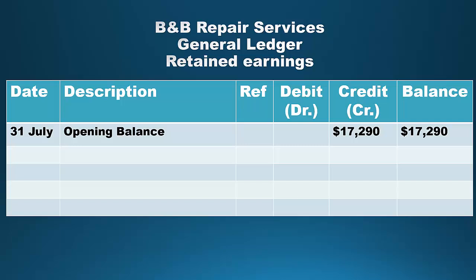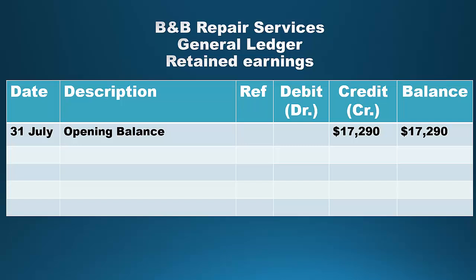Retained earnings is an equity account, so this opening balance is recorded on the credit side of the ledger. Step 3. We're ready to post the August transactions. Now that we've carefully written down all the opening balances, we're ready for the next step, posting the August transactions into each account's ledger. As we go through each transaction, we'll record the debits and credits in their respective accounts.